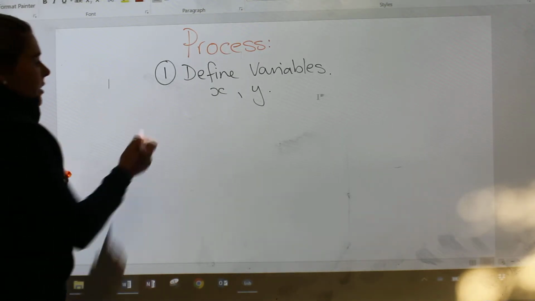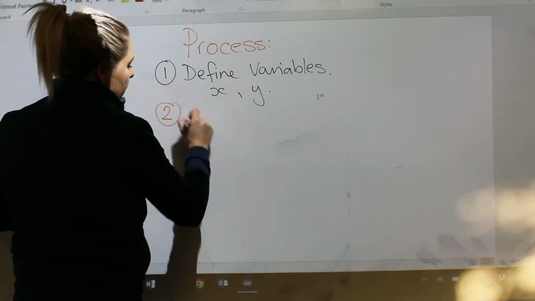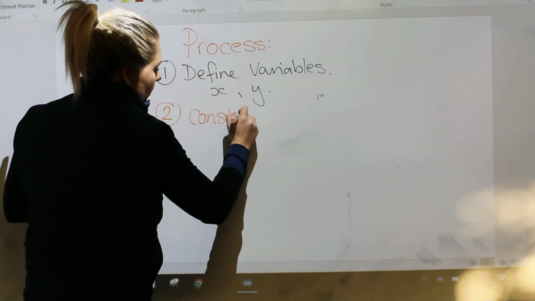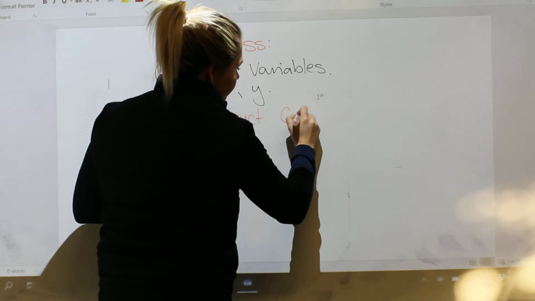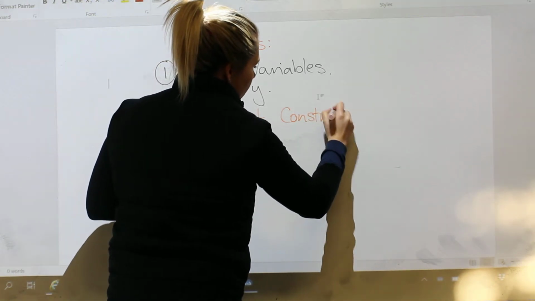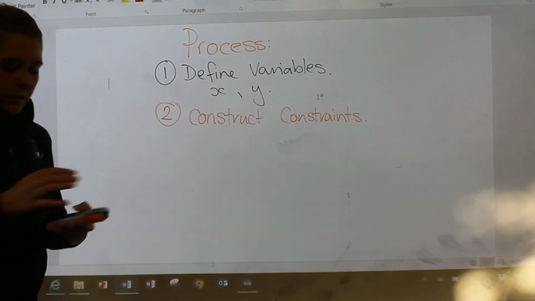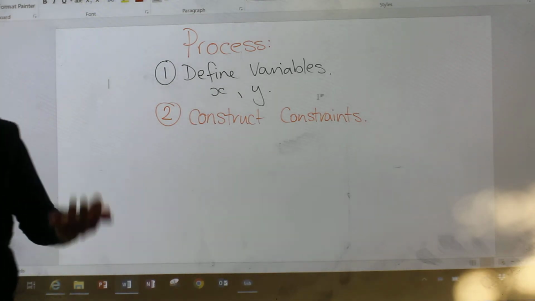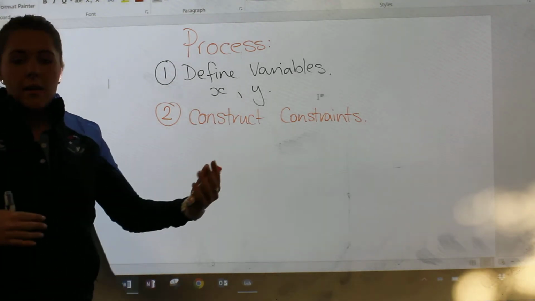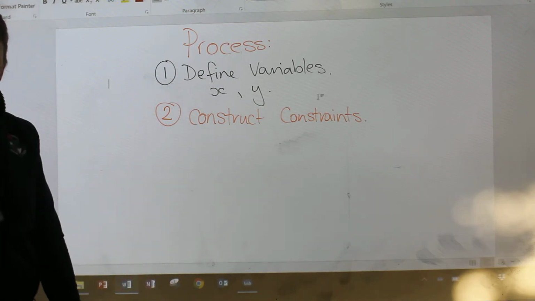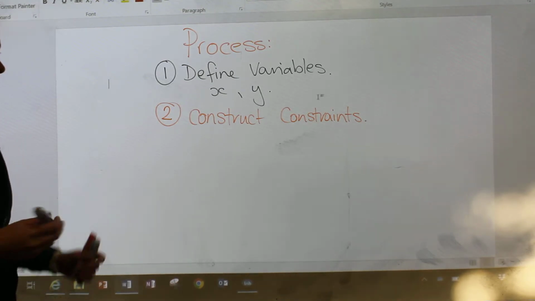The next thing you need to do is construct constraints. And what is meant by that is your inequality equations. So whether it be less than or equal to, less than, greater than, you need to make sure that you have the right inequality sign with your graph, okay?